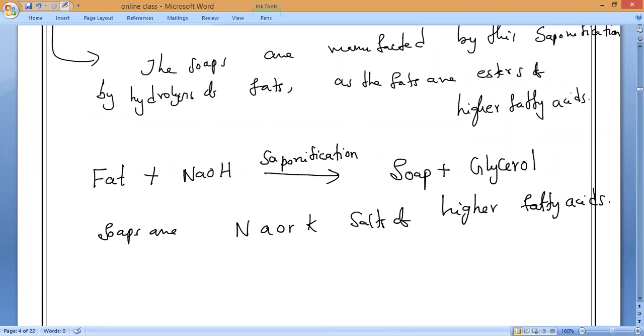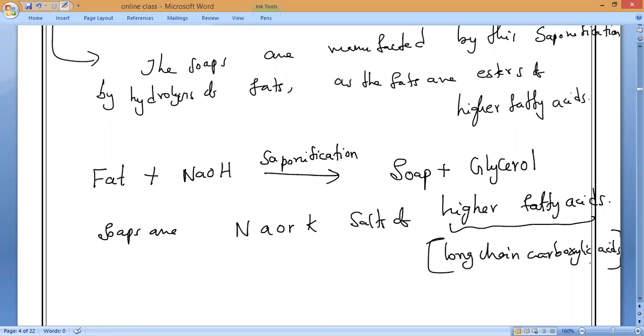What is the statement, guys? Soaps are sodium or potassium salts of long chain carboxylic acids. Long chain carboxylic acids are only higher fatty acids. That's all it is. So now, here one more thing I want to teach you.